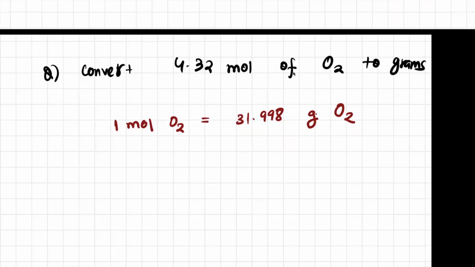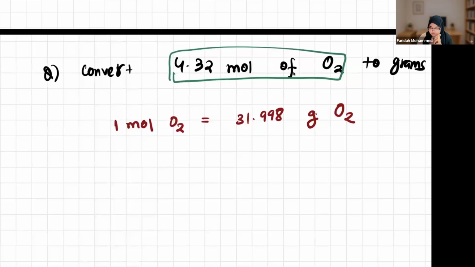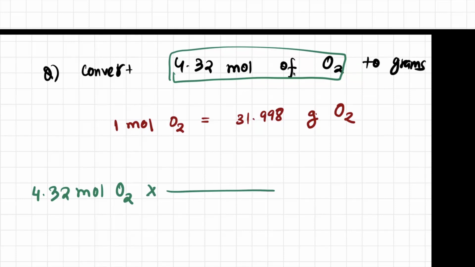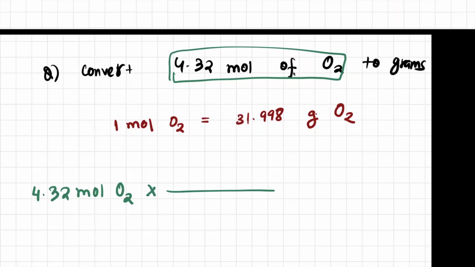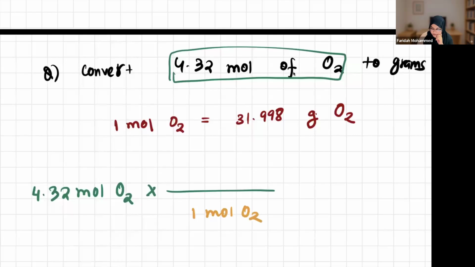Next, what do we do? We set up the equation. We start with whatever is given to us. Okay? We're going to write down that, which is 4.32 moles of O2. And then a fraction, right? What goes on the top, what goes on the bottom? You decide what goes on the bottom first by looking at this. The 1 mole of O2 goes on the bottom. Very good. So what goes on the top? The other side. Yeah.